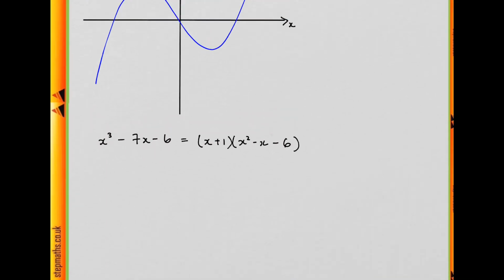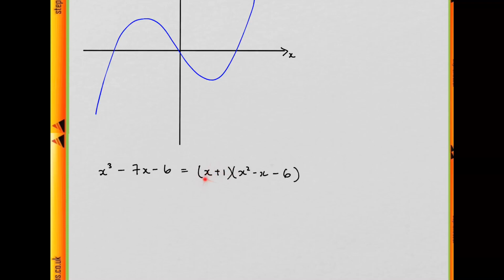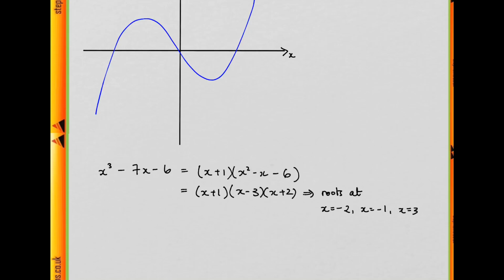So now we have one root from this x plus 1, and we're going to have to find the roots of this quadratic for the other two roots. There are many ways to do this, but you can see that it just does factorize. You want something that multiplies to make minus 6 and adds to make minus 1, and minus 3 and positive 2 will do that. So our cubic actually factorizes to x plus 1, x minus 3, x plus 2, giving us three roots at minus 2, minus 1, and 3.